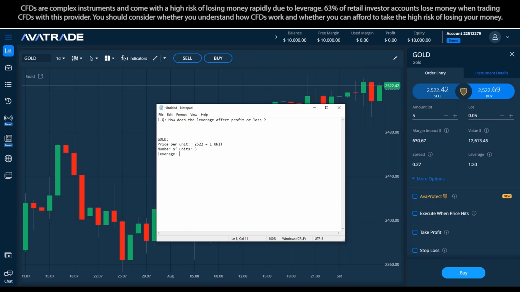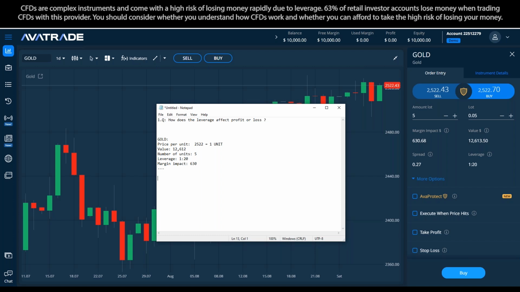Now, 1 unit costs us $25.22, so $2,522. We are going to acquire 5 units, as you can see here. The leverage is 1 to 20. Okay, and the margin impact is 630. Now, we are missing here something called value. The value here is 12,612. And let's understand what each of those things means.